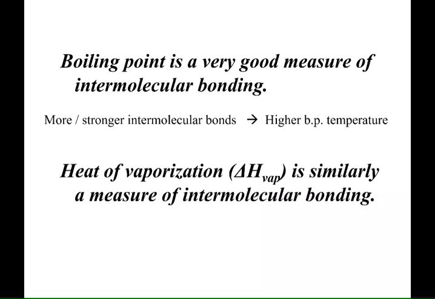So similarly, and you're going to see it on the next slide, I think, if something has a high boiling point temperature, it also has a high heat of vaporization. That's all it is. We say they correlate pretty well. They should.